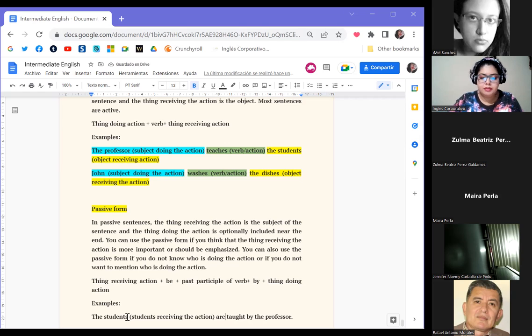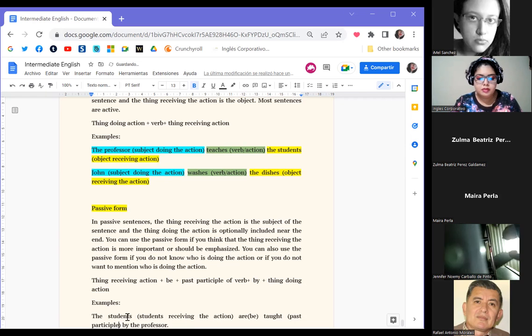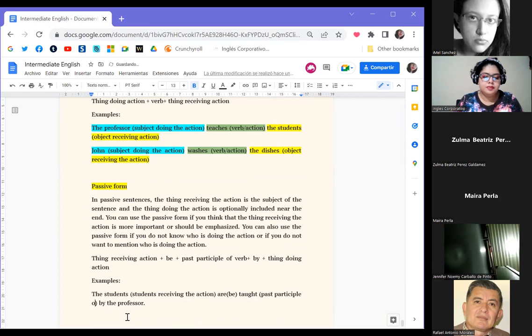Then we have the verb be, then the past participle of the verb, by, and then the thing doing the action. And then we have the other example, and it says the dishes are washed by John.